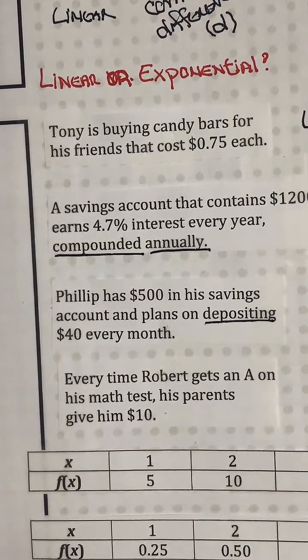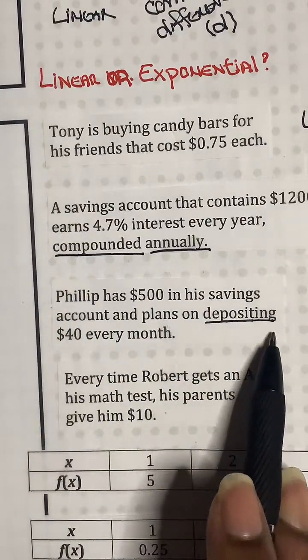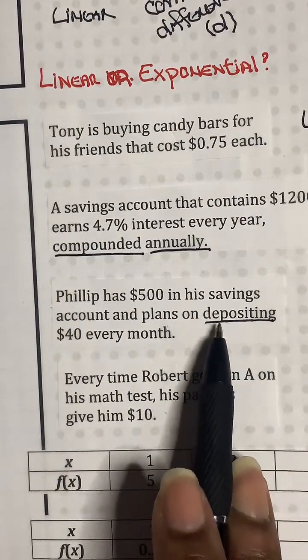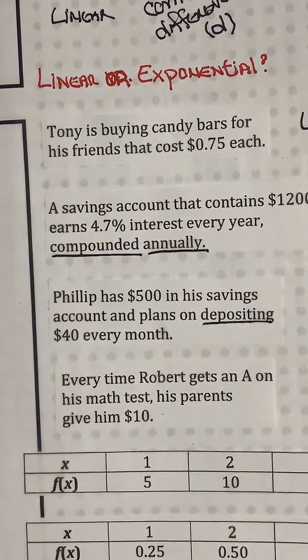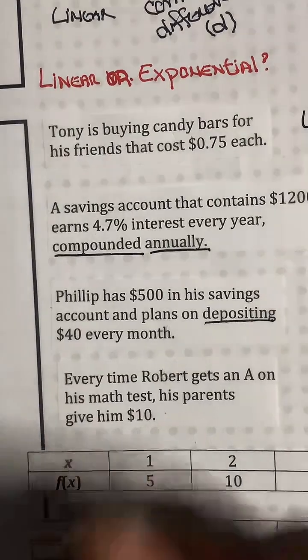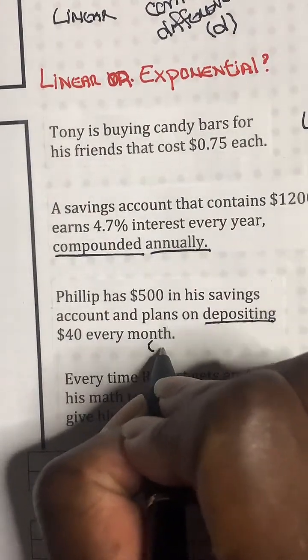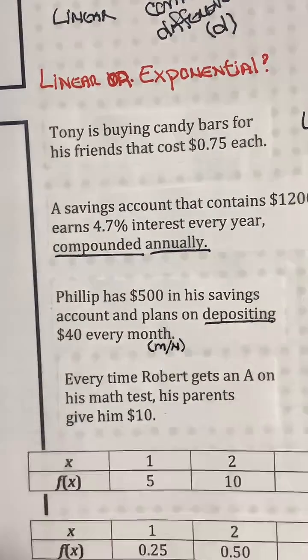Okay, so what we're doing, Janice, is we're actually creating an equation for this situation. Philip had $500 in a savings account and plans on depositing $40 every month. Okay, N is months. M is months. Yes, months. Awesome.